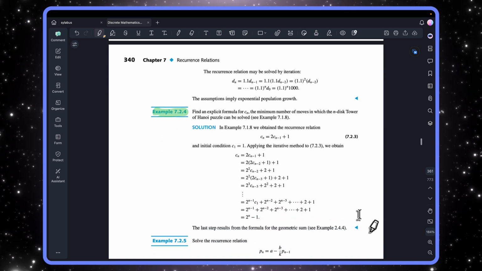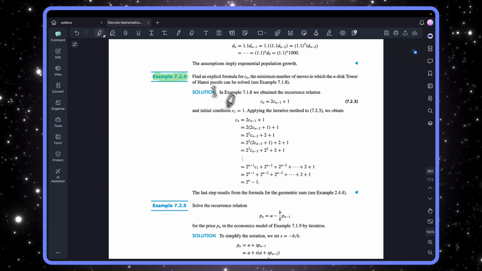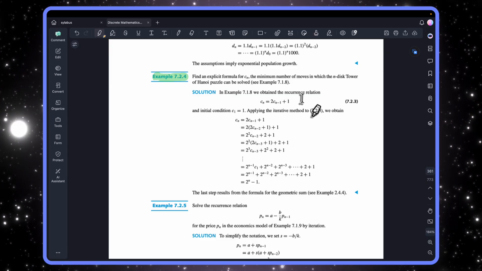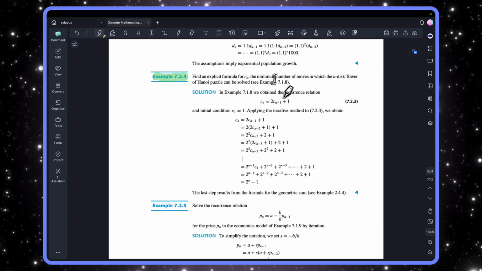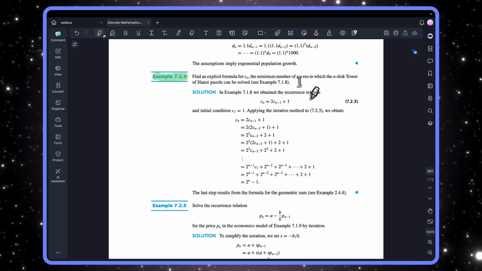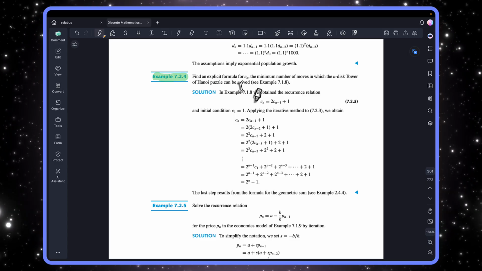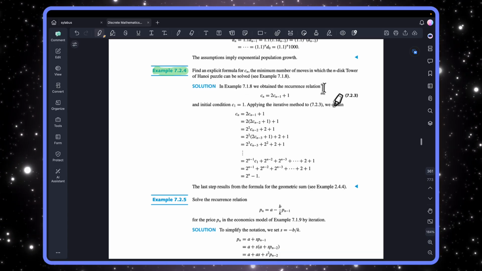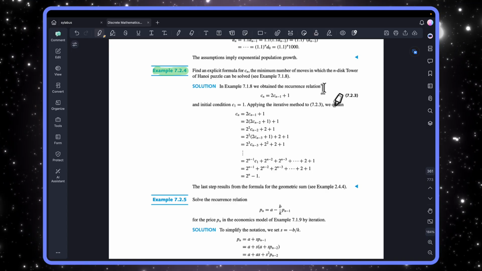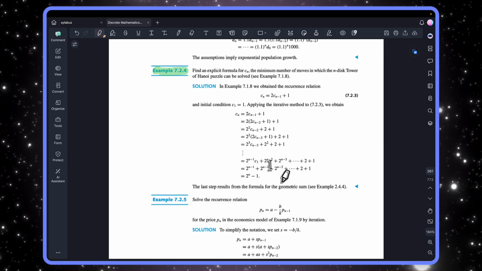All right, so here's an example. Let's look at this example. Really a very cool example. Here we find an explicit formula for C sub n, the minimum number of moves in which the n-disk Tower of Hanoi puzzle can be solved. Okay, let's do it. This is actually very interesting, so let's go through the calculation and then think about it for a while.